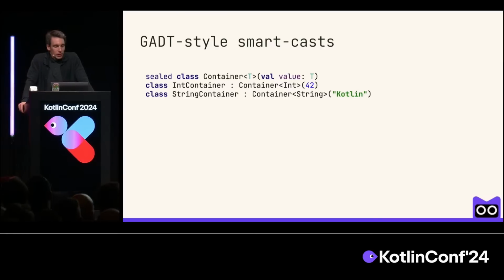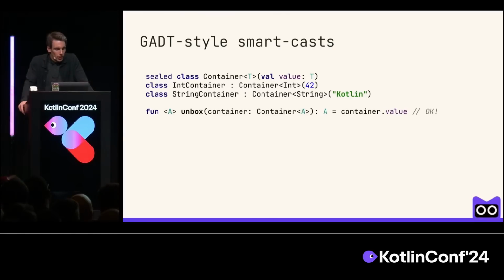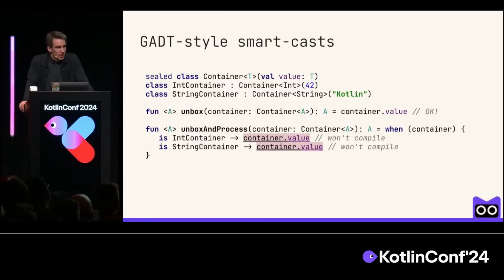So here the Kotlin code defines a sealed class Container, which holds a value of a generic type T. Also, we have IntContainer, which is a subclass and contains an int value, initialized to 42, and StringContainer, which is a subclass and contains a string value, initialized to Kotlin. And we have a simple function box that just takes a parameter of a generic Container value and returns its value. Again, pretty straightforward. But if we do the same operation for subclasses, we'll get a compilation error, which might be surprising at first sight.